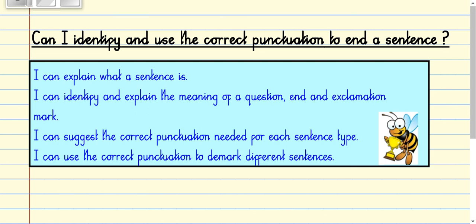In order for you to be a successful learner, I'm looking to see if you can explain what a sentence is. Are you able to identify and explain the meaning of a question, end, and exclamation mark? Can you suggest the correct punctuation needed for each sentence type? And will you be able to use the correct punctuation to demark different sentences?